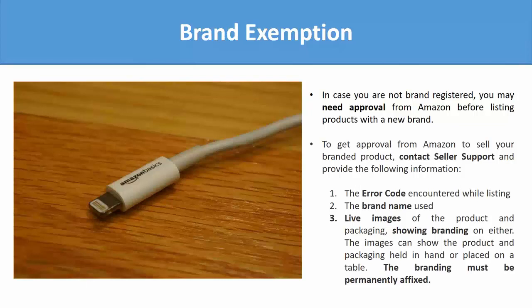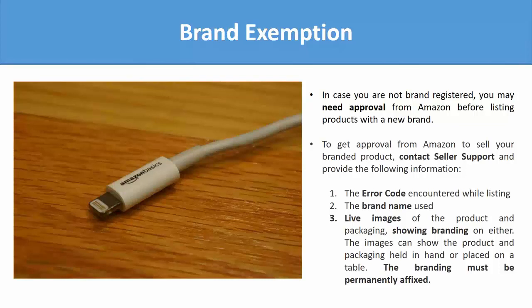In case you were not listing via the bulk method, you were listing via a single listing upload, you might not see the error codes. In that case, you can just mention that this was the listing that was submitted. You can put the link, the ASIN number, or the SKU number there as well. Even that is okay. Second thing, the brand name of the product being used. Third thing, the live images.